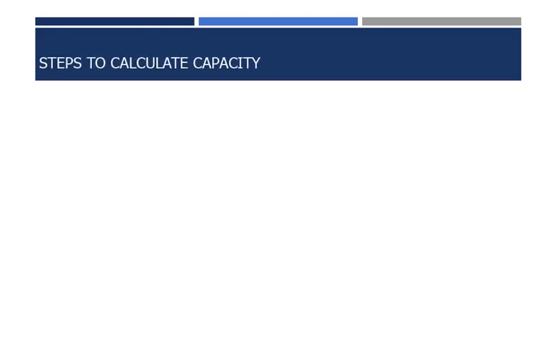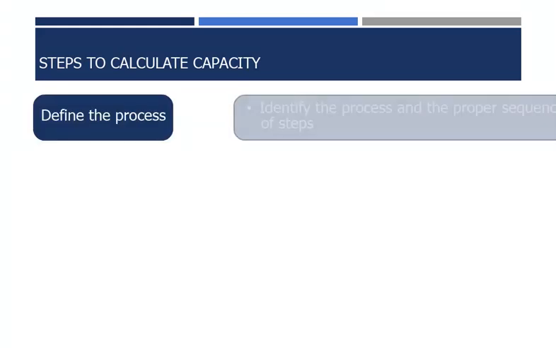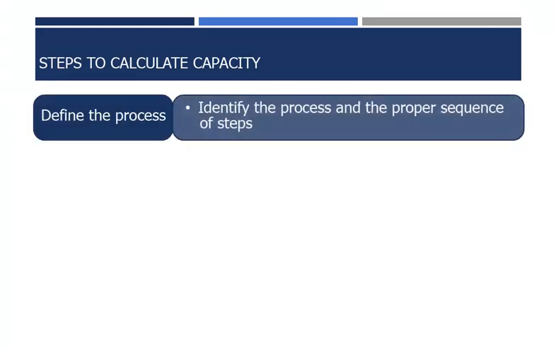Measuring capacity in lean accounting requires new numbers not previously calculated. Here is a summary of the steps to follow to calculate capacity. Step number 1 is to define the process where capacity is going to be calculated and measured.